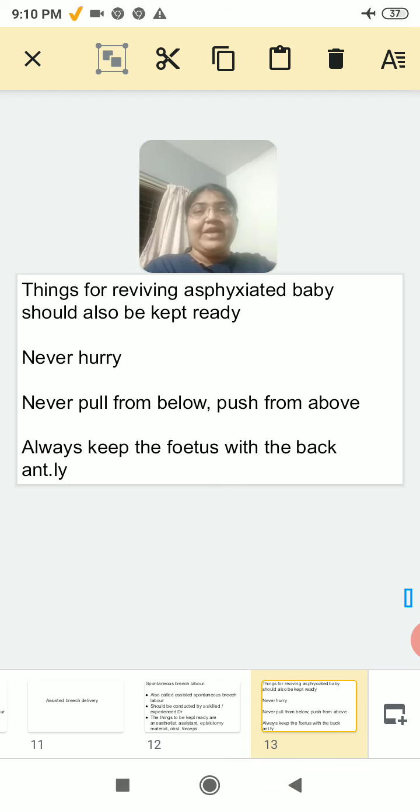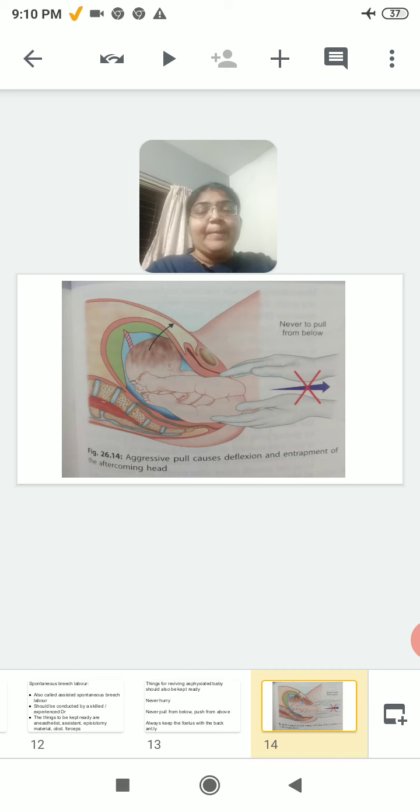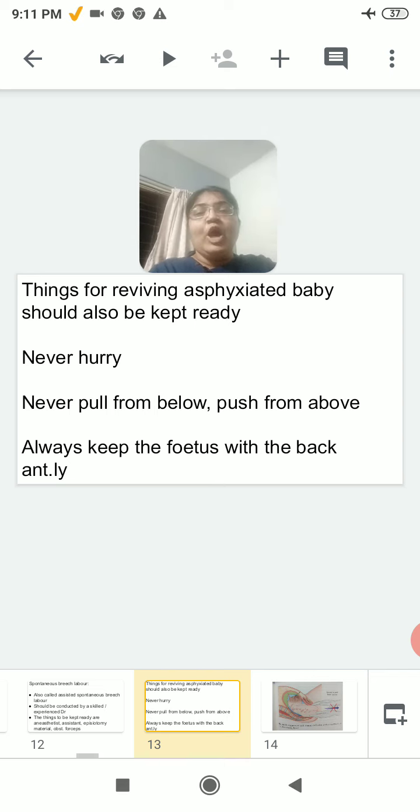Never hurry. Very important, you can say, the rule for the delivery of the breech presentation. Unnecessary hurry should be avoided. Never pull from below, but push from above. This diagram can make you better understand this rule. Never pull from below. You can see the red cross. Pulling from below should never be done. Always give a push from upward or from above, right? Always keep the fetus with the back anteriorly. The fetal back should be facing anterior.